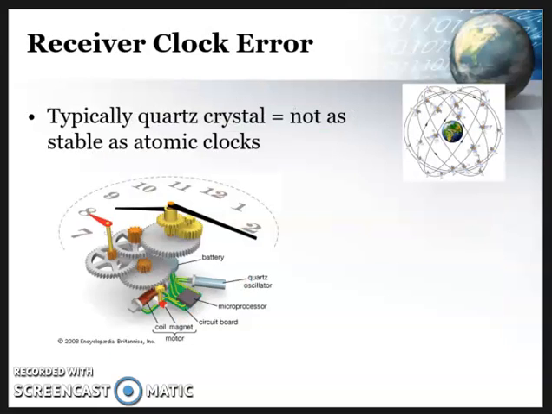So on top of the satellite clock error, we also have the receiver clock error, and this relates to the GPS receiver and local environmental conditions. GPS receivers are equipped with inexpensive clocks that are less stable than the atomic GPS satellite clocks. The error introduced by receiver clocks is minimized using the pseudo-random noise code, or the PRN code.